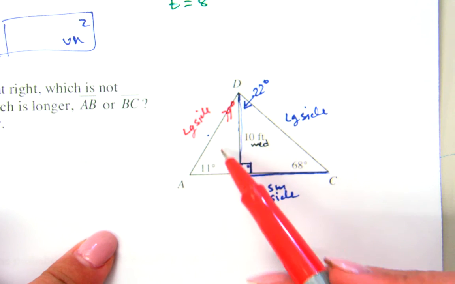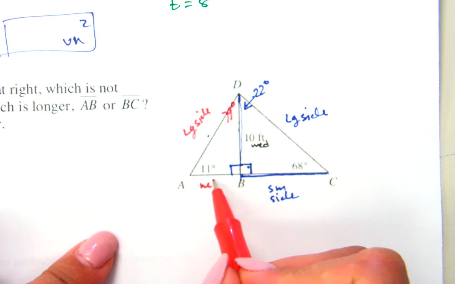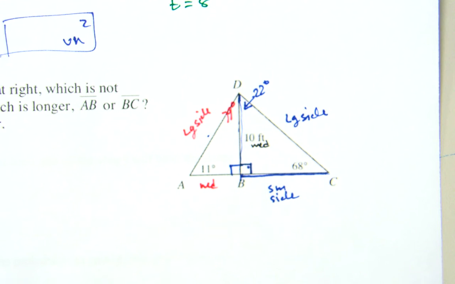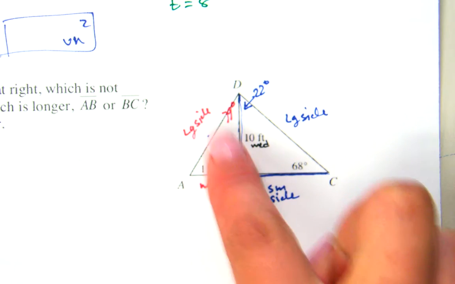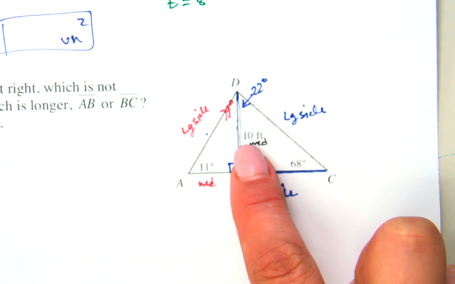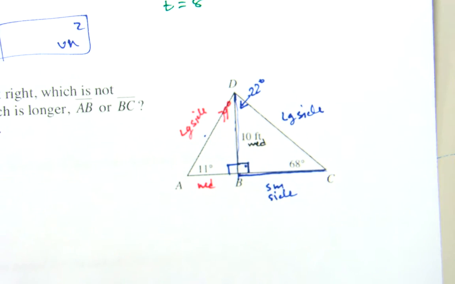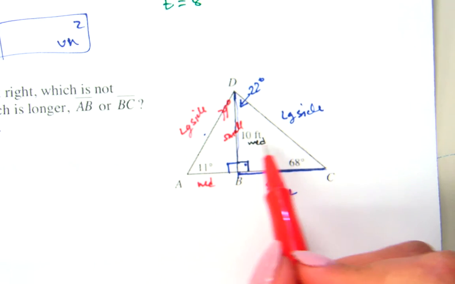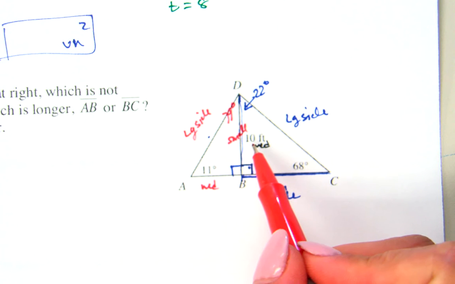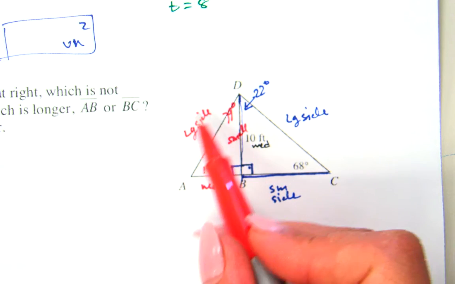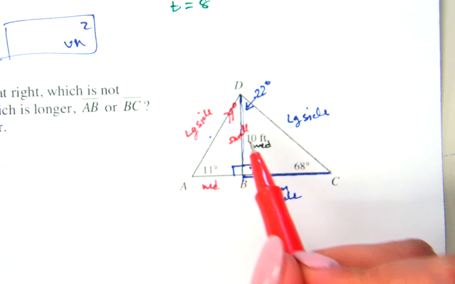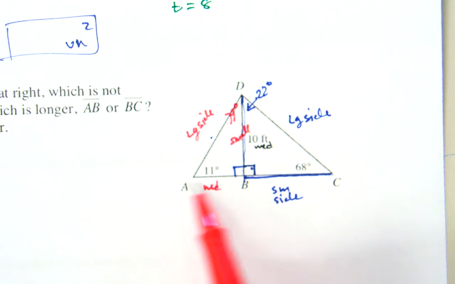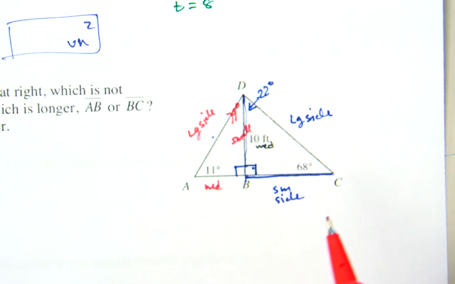So 79 degrees is going to be across from the medium because 79 is more than 11. And so that tells us for this triangle on the left, 10 is going to be the smallest. So in the triangle on the right-hand side, 10 is the medium side, but for the triangle on the left-hand side, 10 is the smallest side. Okay, so the question was, which is longer, AB or BC?